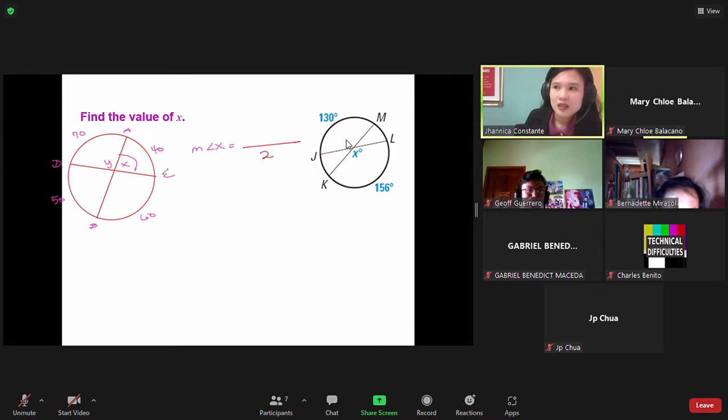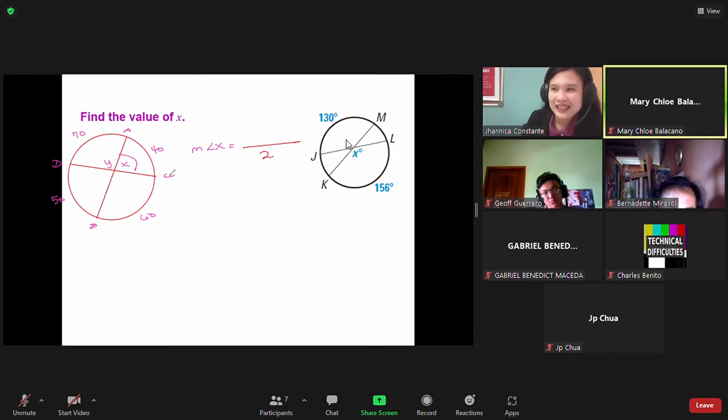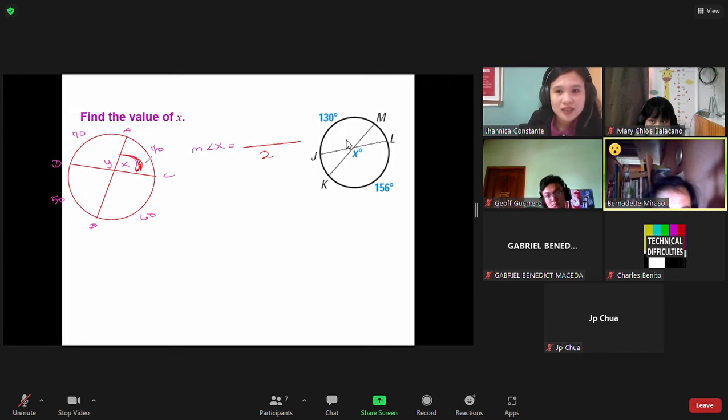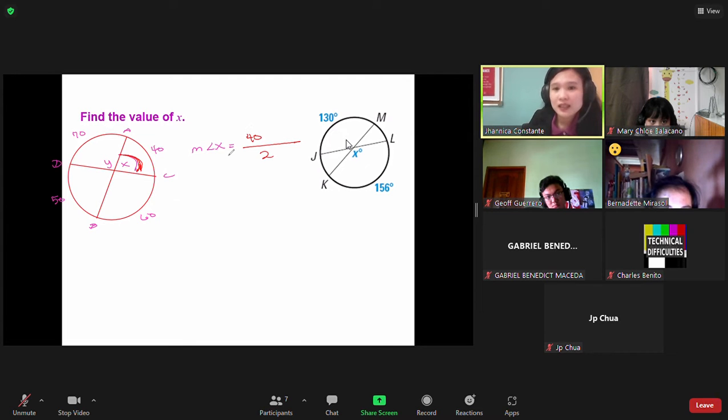AD, AC? When you are solving for angle X, the arc that you're going to use is the arc in front of that angle and the arc at the back of that angle. Ano ang arc which is at the front of the angle X? 40. Si 40 ang nasa unahan ni angle X.